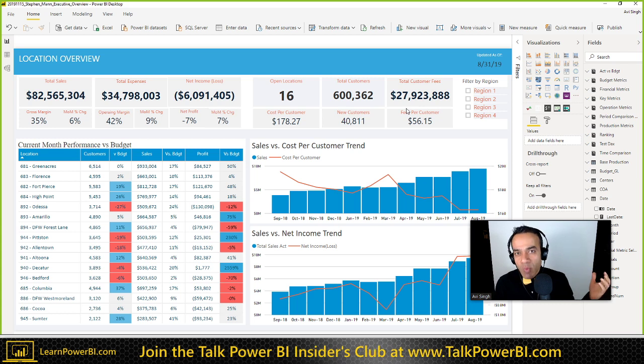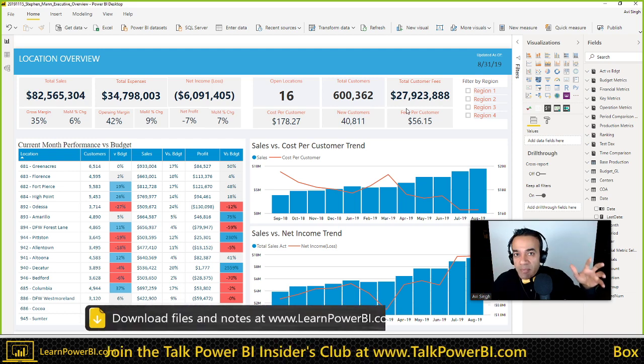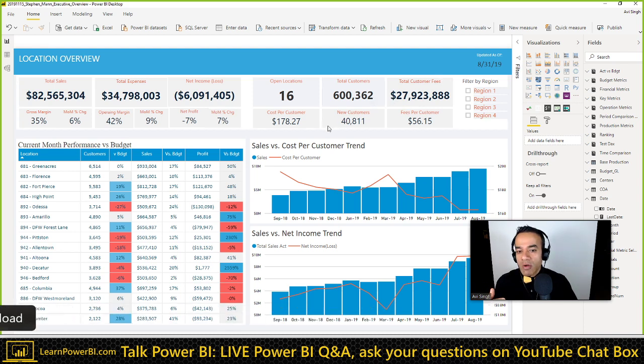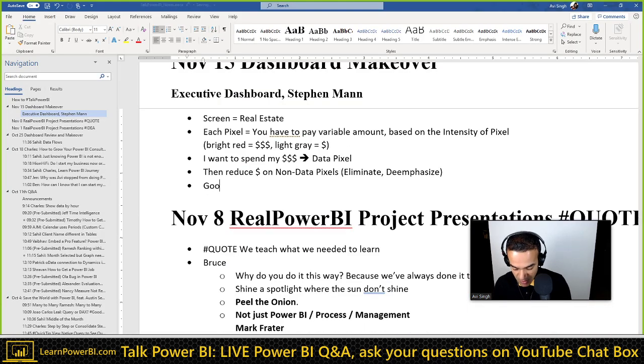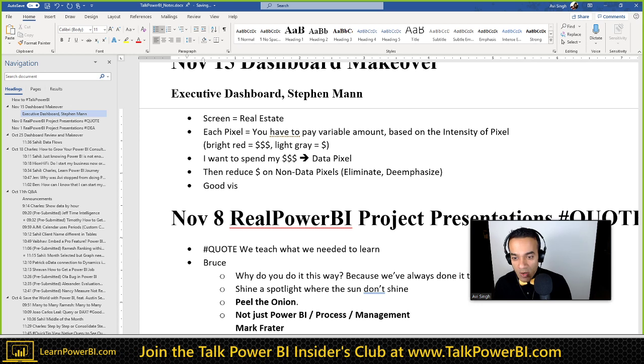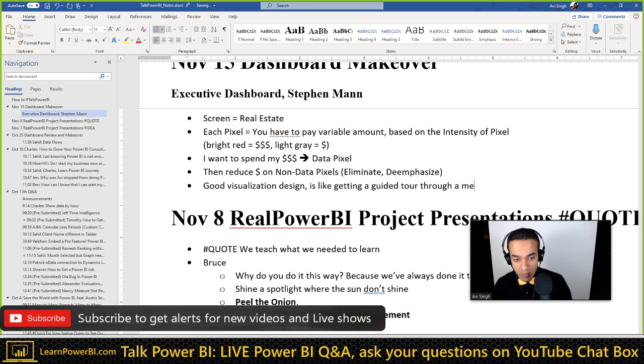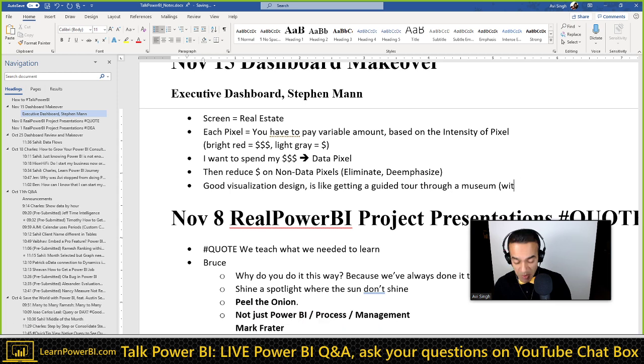But imagine if you went with a guided tour, with a museum expert, and boy, they would take you to the best spots, and they'll say, oh yeah, in this room, look at this, this was done by this king, and so forth, right? So good visualization design, oh man, this stuff is worth writing down, isn't it? Good visualization design is like getting a guided tour through a museum, but without the guide actually being there. So you're not there with them.